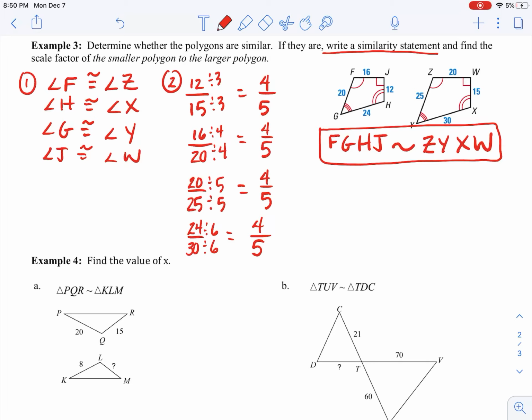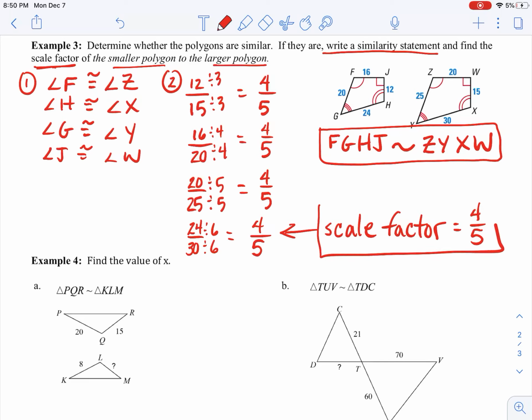And then it asks you to find the scale factor of the smaller to the larger. And that just means the smaller number goes on top and the larger number goes on the bottom. And we've already done that, right? 4/5 is the scale factor. So 4/5 is what all of the sides reduce down to when you make fractions out of them. So our scale factor is 4/5. Right? So in that case, we didn't know if the polygons were similar, so we had to perform the two tests. Test for the angles being congruent and for the sides being proportional.